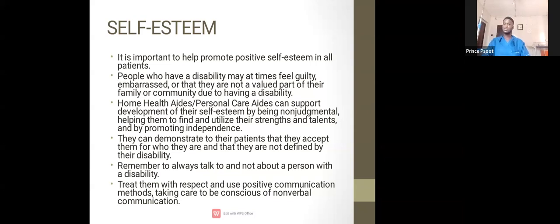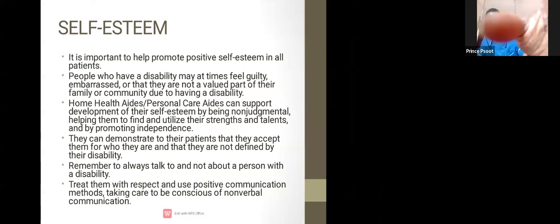Most patients are good at reading non-verbal communication. Even when you don't intend to insult them or make any kind of negative gestures, they pick it up. We are very conscious of our non-verbal communication.